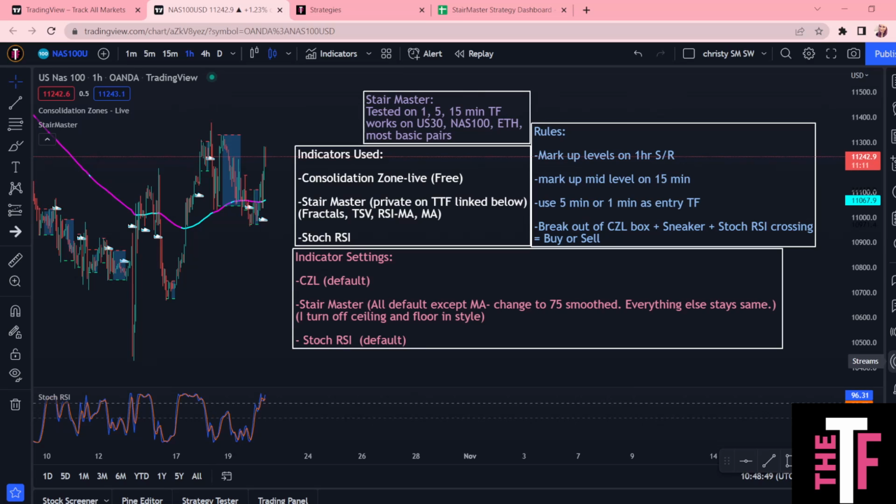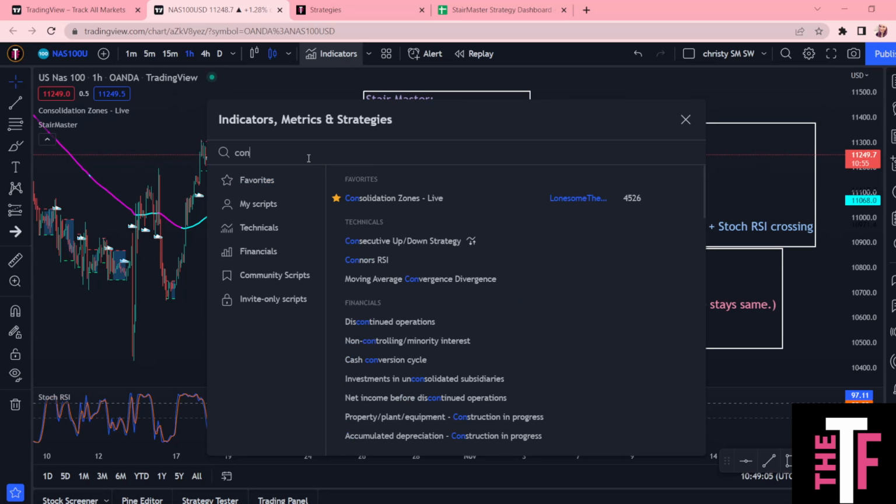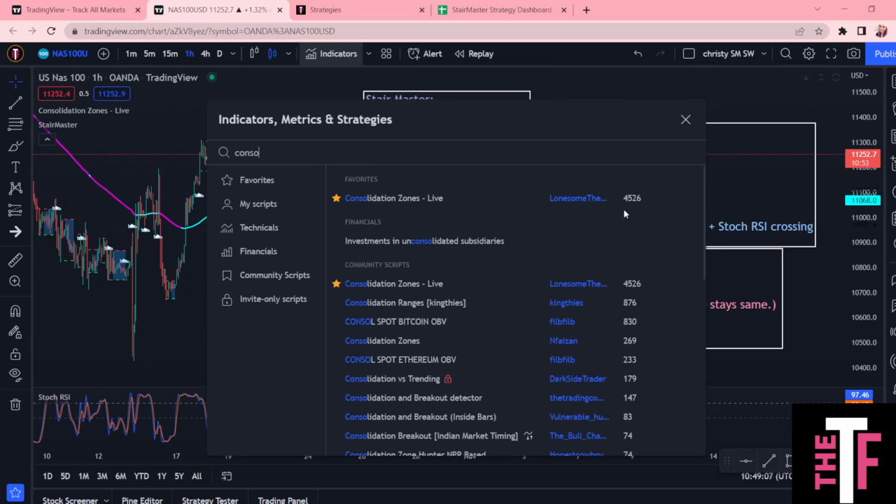You just load up the StairMaster indicator and you can use free TradingView and you'll be fine, because it's only 3 indicators. So the indicators you're using are Consolidation Zones Live. That is a free indicator. You just search it up here in your indicators, come up to search, type in Consolidation Zones Live, and it's by the Lonesome.